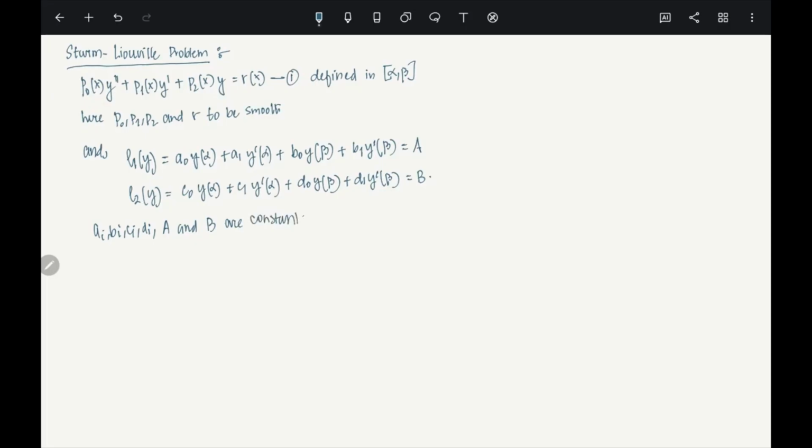Now we wanted to study this problem. If you remember, we have seen that it depends on the boundary data, on L1 and L2, but this problem may have a unique solution, may have no solution, or may have infinitely many solutions. We have already seen that part.